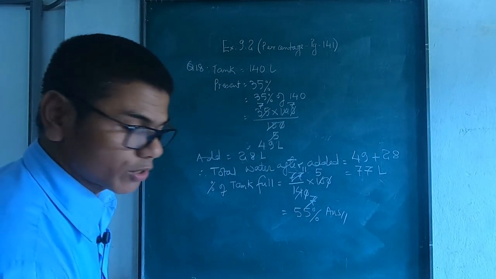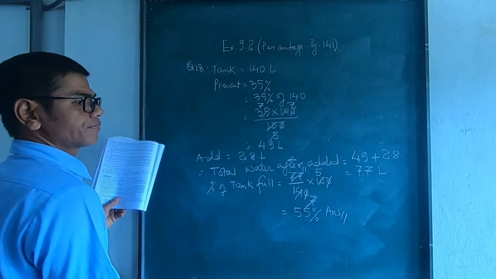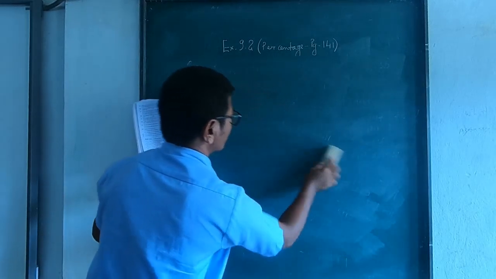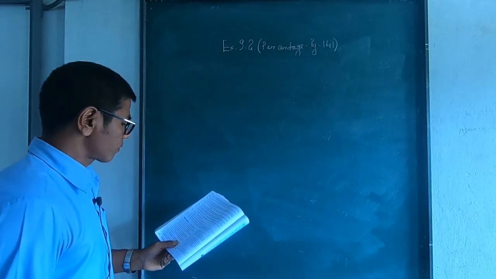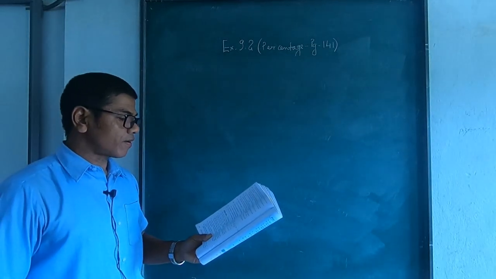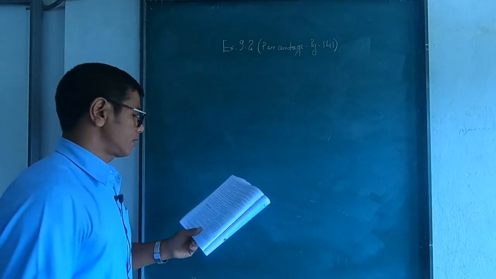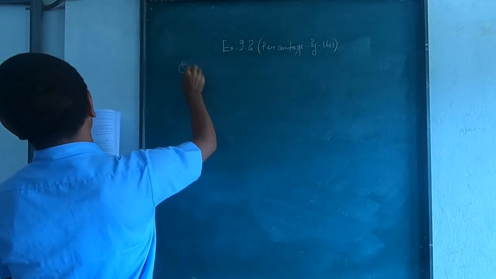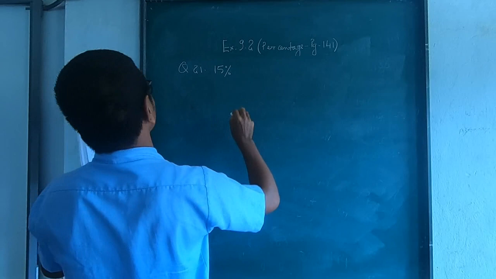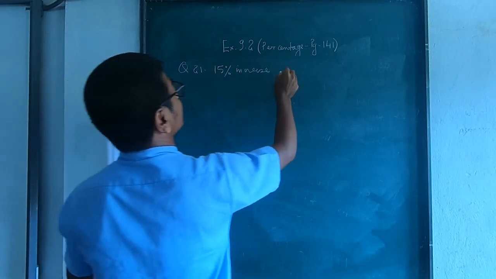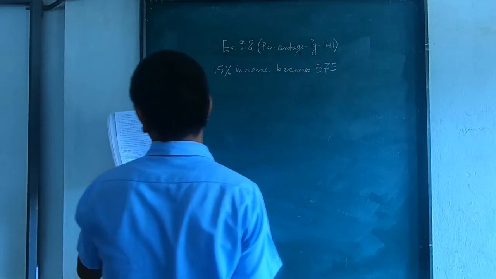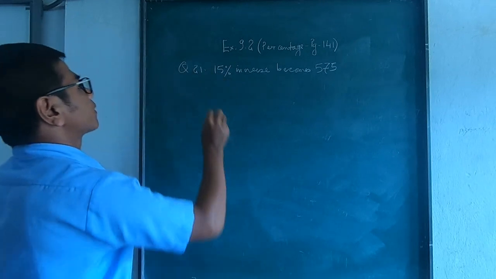For the last, I'll be doing with you question number 21. The question reads like this: on increasing a number by 15%, it becomes 575. Find the original number. So, question 21. On increasing a number by 15%, it becomes 575. It says find the original number.